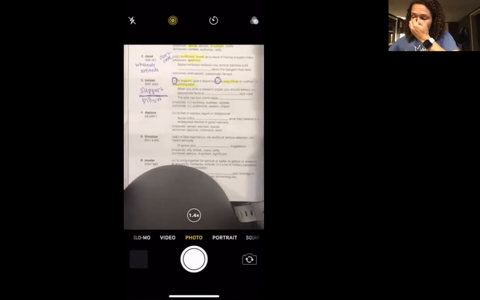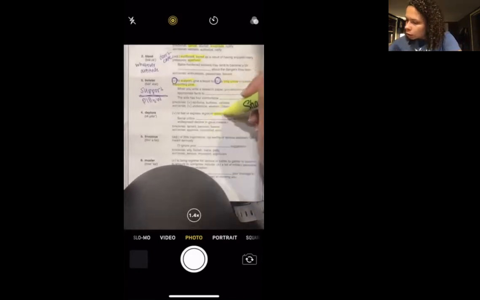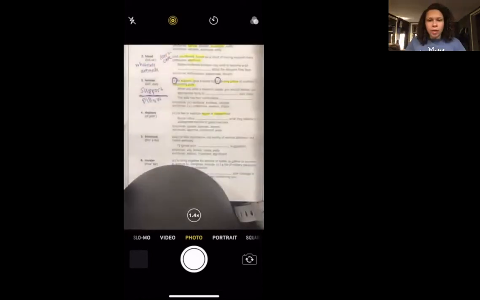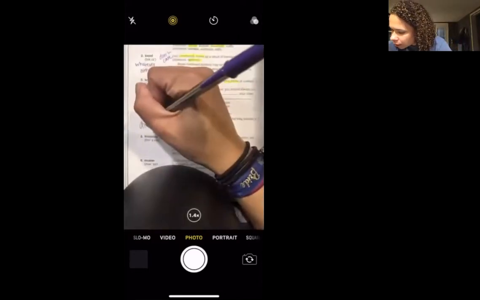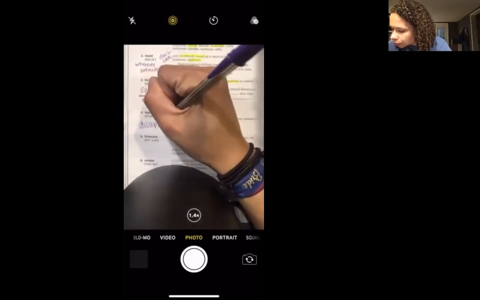Deplore, it means you express or you feel disapproval or regret. So the example is social critics deplore what they believe is widespread decline in good manners. I might deplore your poor manners in the cafeteria, when you go to the cafeteria. So you express disapproval, you disapprove.